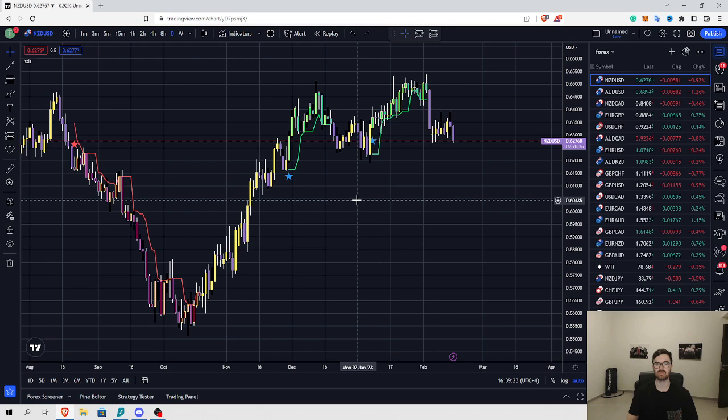But trend detection system, very, very simple and straightforward. All it does is it calls a trade essentially and gives you a stop loss.